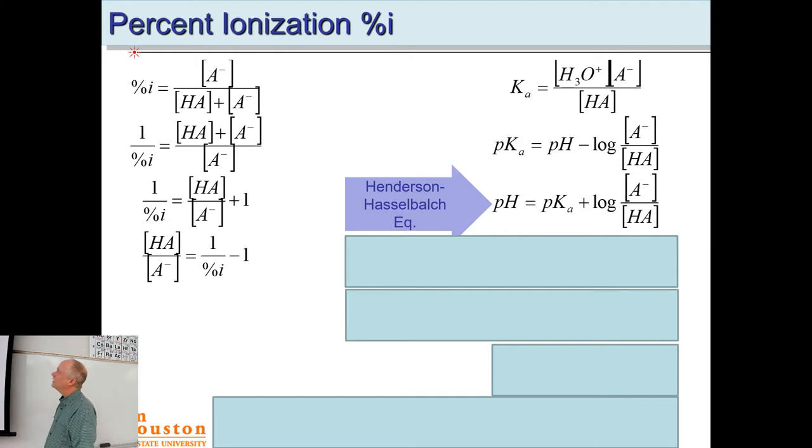And so then let's play with this. We have an A minus over HA, we have that kind of thing over here.